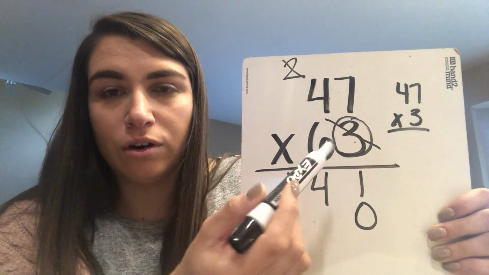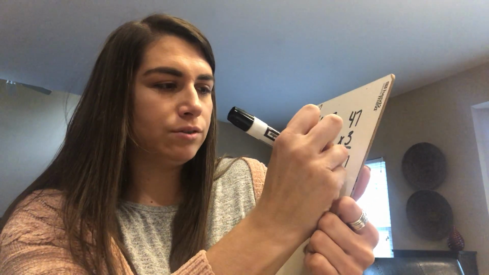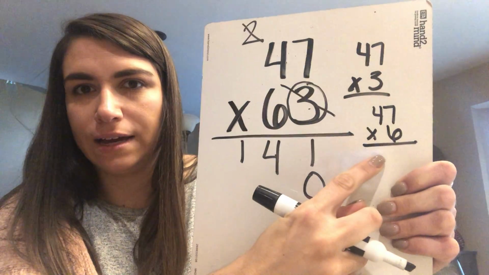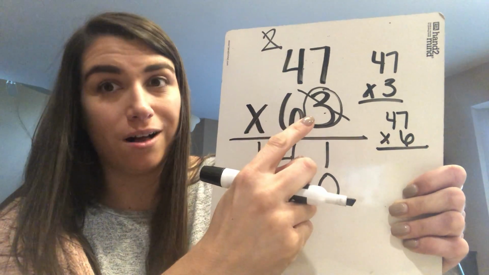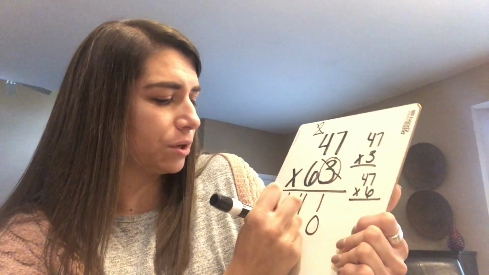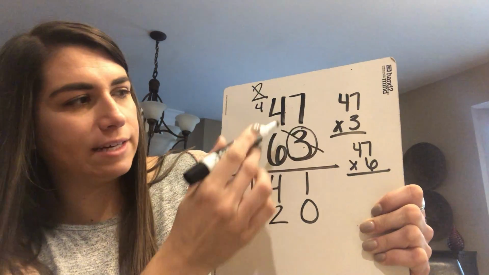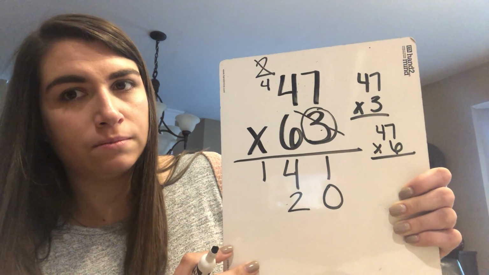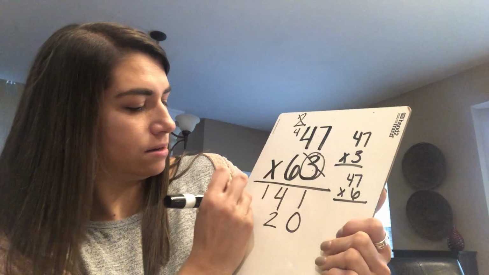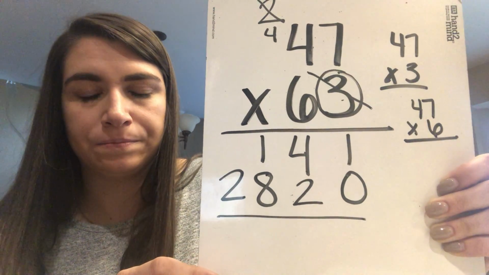All right, so now I'm gonna move over and take 6 times 47. So just like we just did, we don't have to worry. It's just like doing that. I don't wanna have to worry about the 3 at all. I'm just gonna multiply by the 6. So 6 times 7 is 42. I write my 2, carry my 4. 6 times 4 is 24, plus 4 is 28. So that's what I have so far.